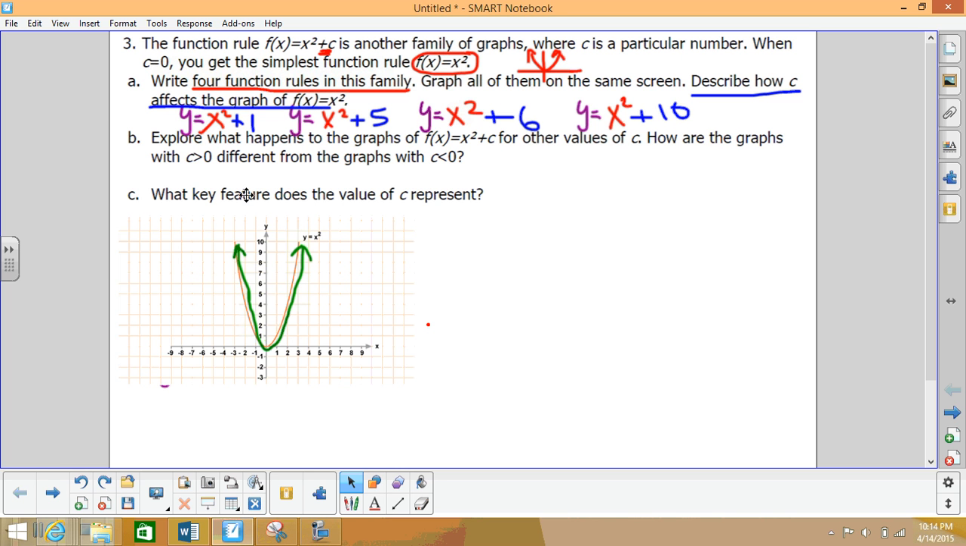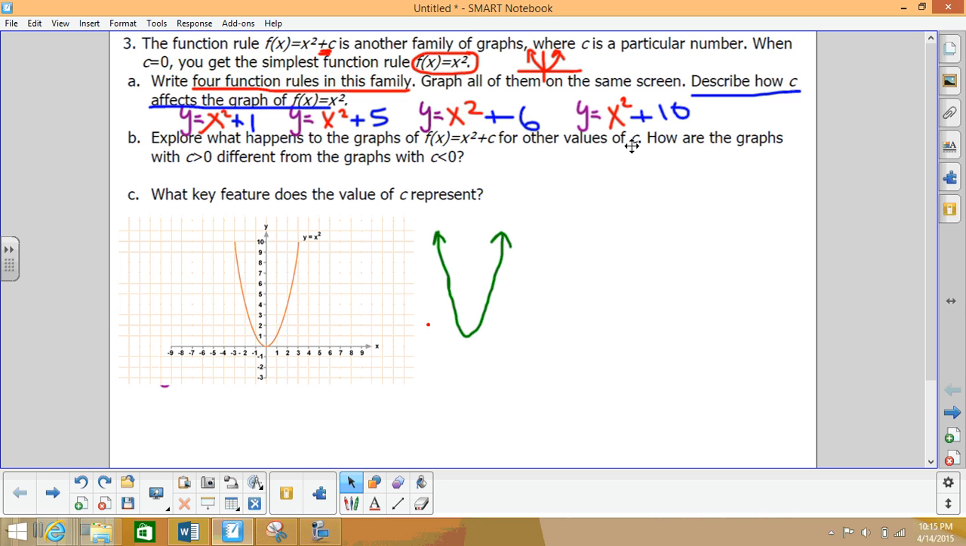you see that the graph for y equals x squared plus 1 is shifted up 1 place on the y-axis. And if you did plus 5, it should have shifted up to 5 on the y-axis. And of course 6 would shift up to 6, and 10 would shift up to 10. So you can see it's the same graph, just being adjusted to whatever value your c is when it's greater than 0.